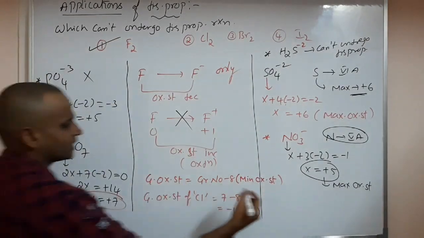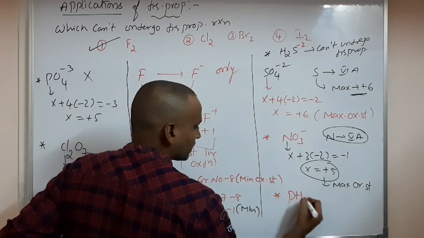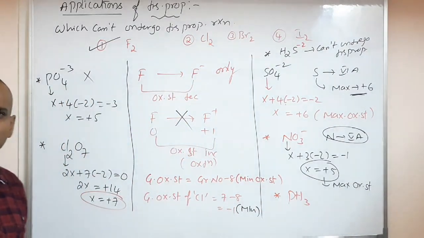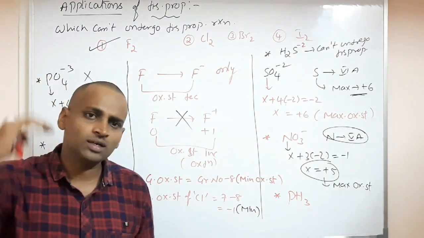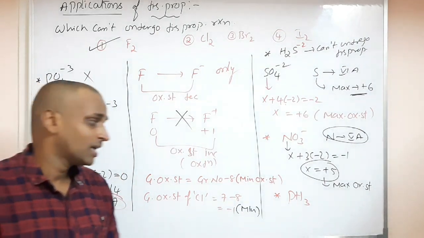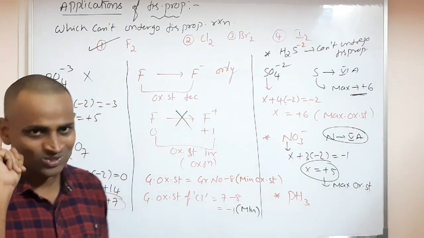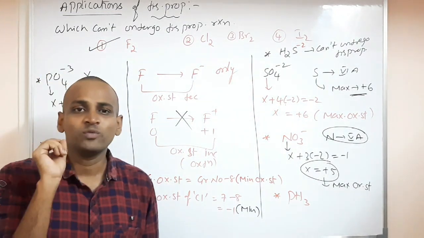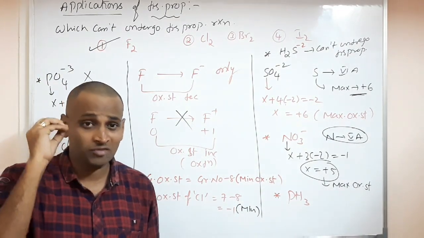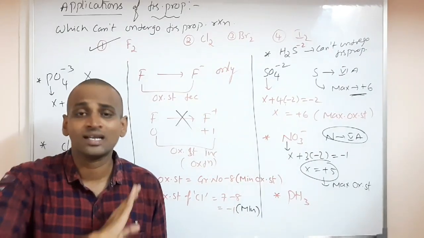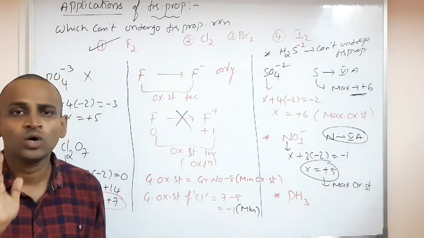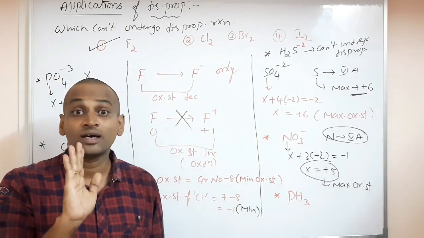Like that, any example, like PH3, cannot undergo disproportionation. Why? Because phosphorus already has the minimum oxidation state. So I am concluding now: an atom which has a minimum oxidation state, and which has a maximum oxidation state, cannot undergo disproportionation reaction.